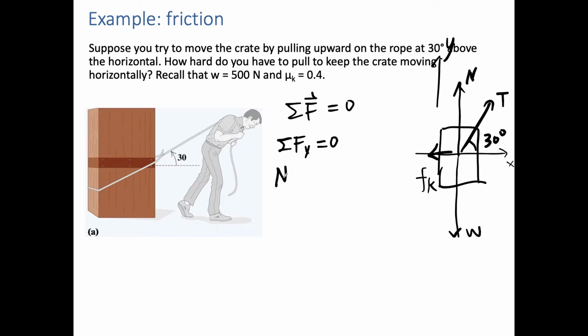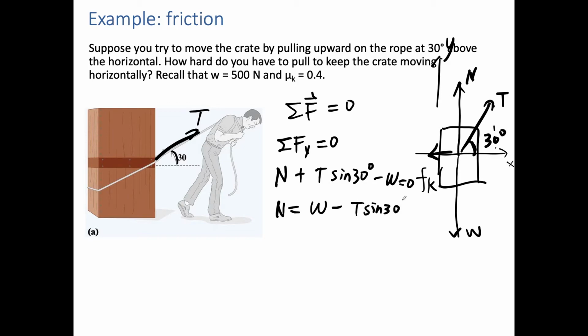It would be in the y direction we have normal force, and then we also should have the y component of t. And the t vector has an angle of 30 degrees, so its y component is t sine 30 degree. Subtract the weight equals 0. So we can find a way to express n in terms of weight and t. Okay, this is what we have in the y direction.